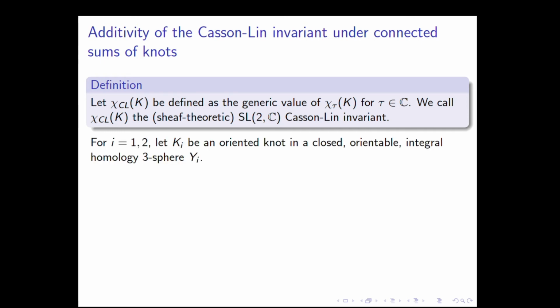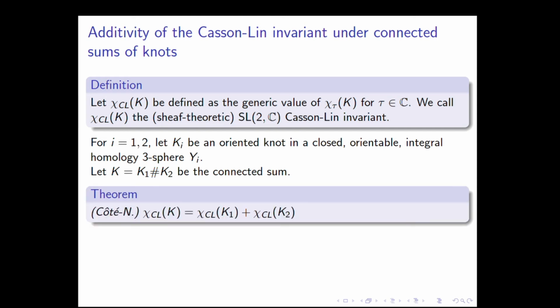And now let's take knots inside of homology 3-spheres and form their connected sum. In this situation, we prove that the Euler characteristics, that is, these Casson-Lin invariants, are in fact additive over the connected sum. And the proof is as follows. So the character scheme of the knot exterior basically has three kind of separate pieces. Well, actually, there might be many disjoint different components, but we can separate them out into three classes.